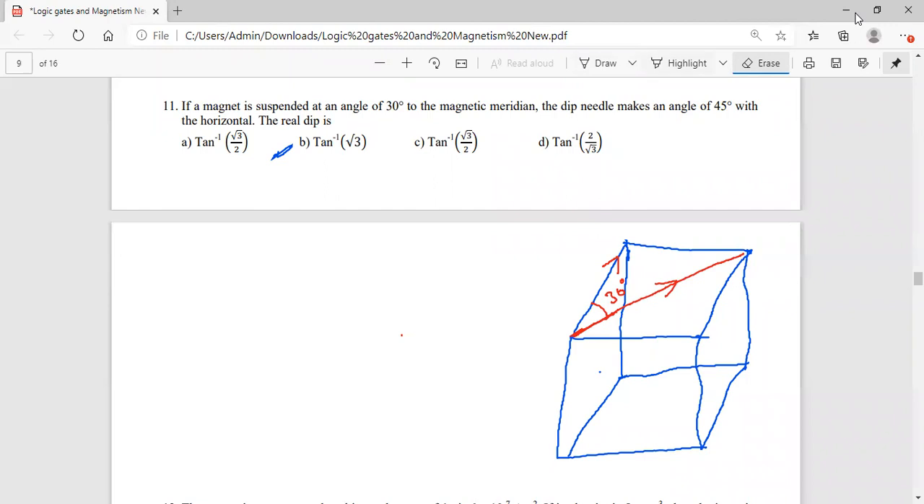Now, this is the magnetic meridian direction, so this is the direction of magnetic north. This is the vertical component of the magnet, that is BV, and this is the horizontal component, BH. The vertical component remains the same for both terms. Then what is the component of this BH along the magnetic direction? This is theta. For this theta, this is the adjacent side. Then it becomes BH cos 30 degree, the horizontal component.